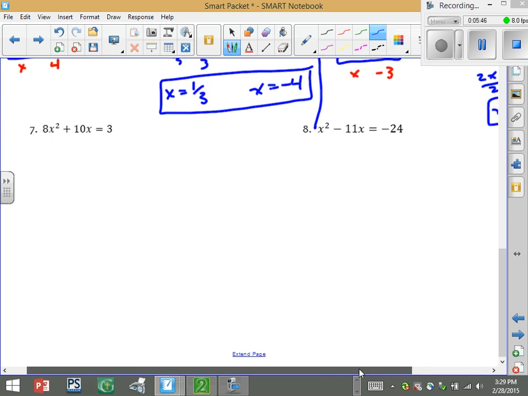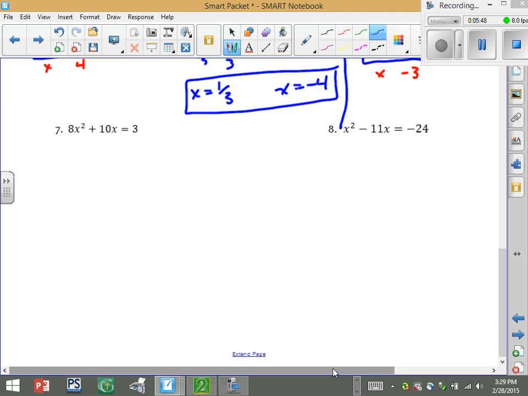And then two more problems for us. Again, we got to move that 3 over. So 8x squared plus 10x minus 3 equals 0. And while I'm moving stuff, I'll go ahead and move, if you look at number 8, x squared minus 11x, I got to add the 24 over here, and that equals 0. So take a quick second with your box method.